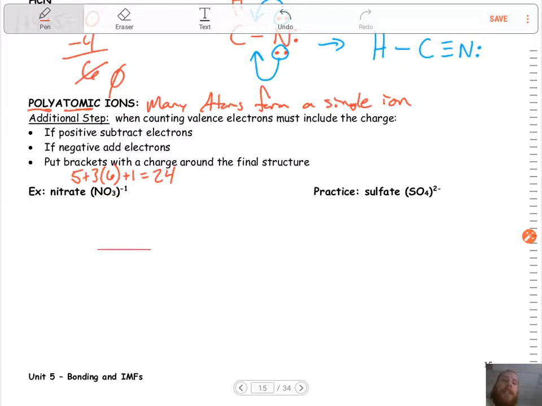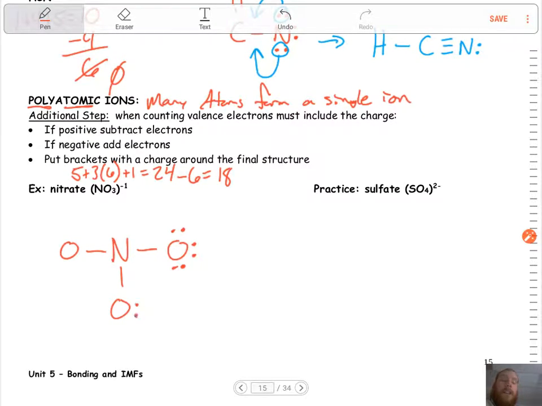Central atom is going to be the first one, so nitrogen. Put oxygens all around. Draw my bonds, my skeleton structure. So I've put in 6 more electrons, take those out. I've got 18 electrons left. So here we go, 2, 4, 6, 8, 10, 12, 14, 16, 18. So those are my 18, I have 0 left.